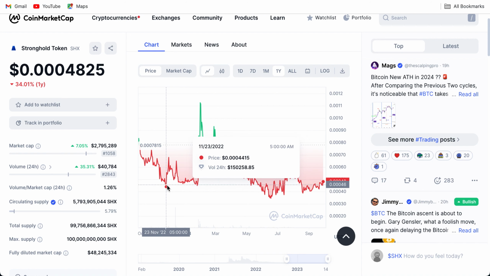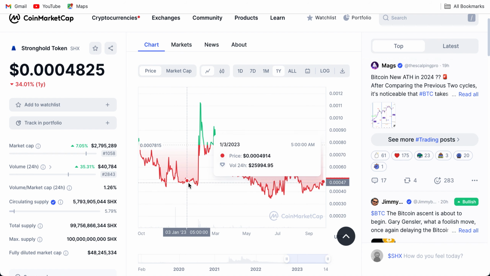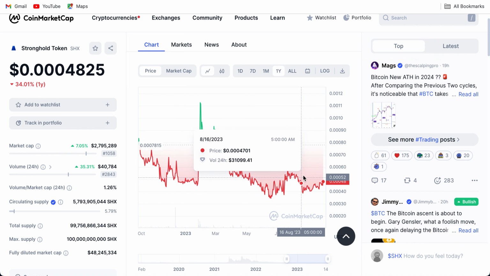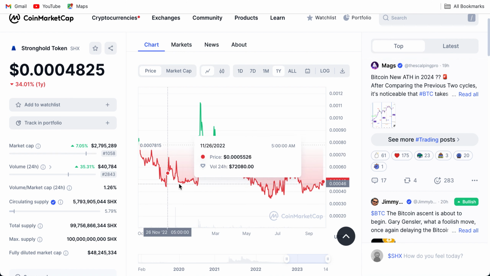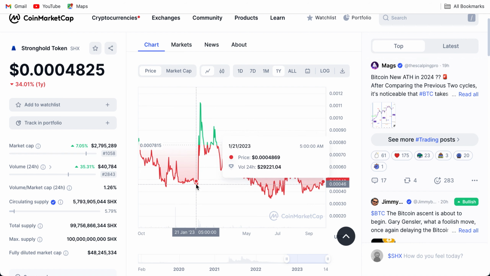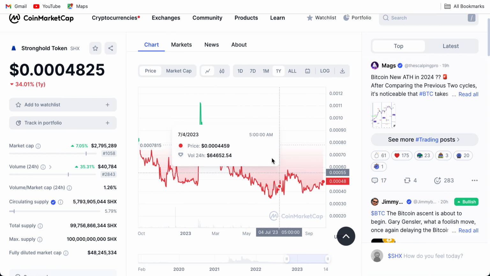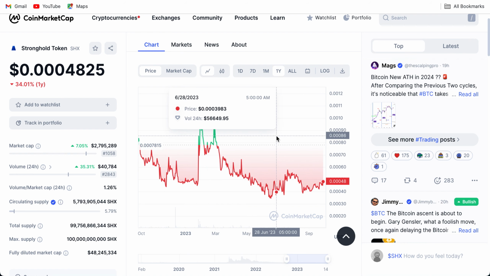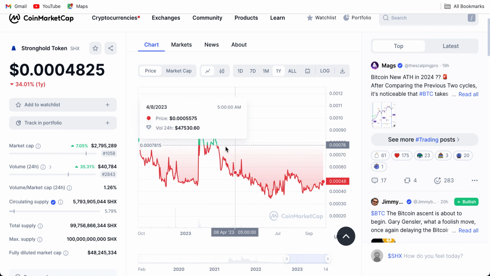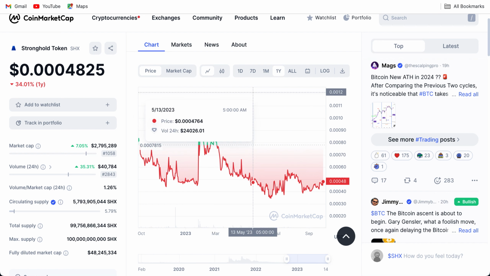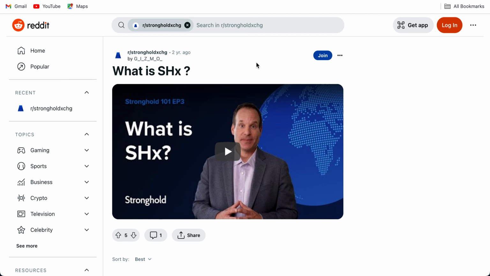Yes, this is also an important area, and I think this is a rather strong support here because it went down, and since then this is the area that I'm concerned with. 0.0000044. So basically SHX might rally above and test these high prices over here. Let's see what happens. Anyways, as far as the first question is concerned, what is SHX?